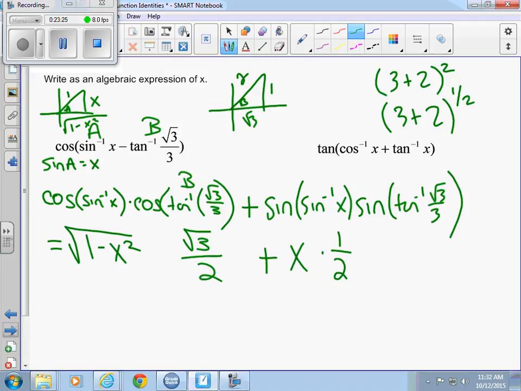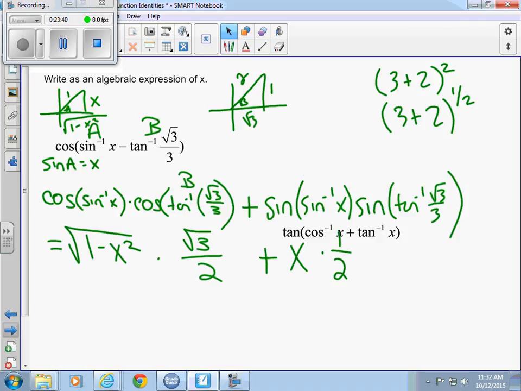And you could simplify it some. You don't have to, but you could. Do something else. Do we want to see another? Yes.